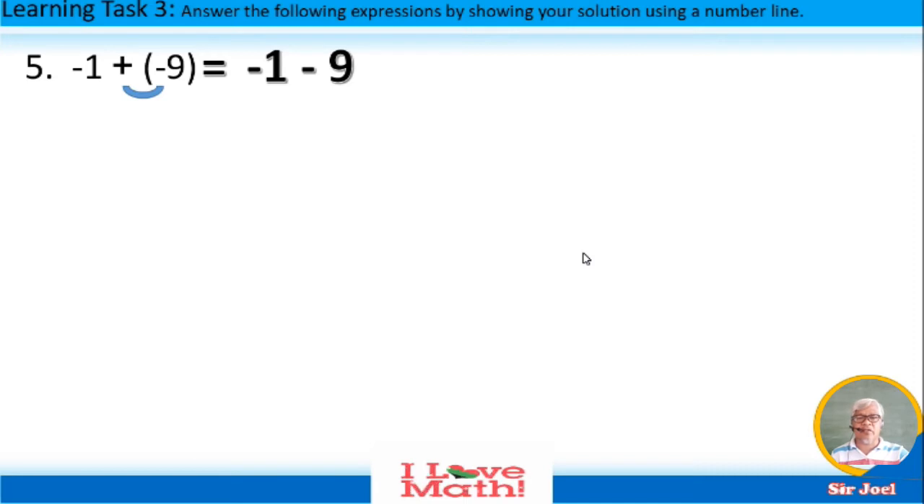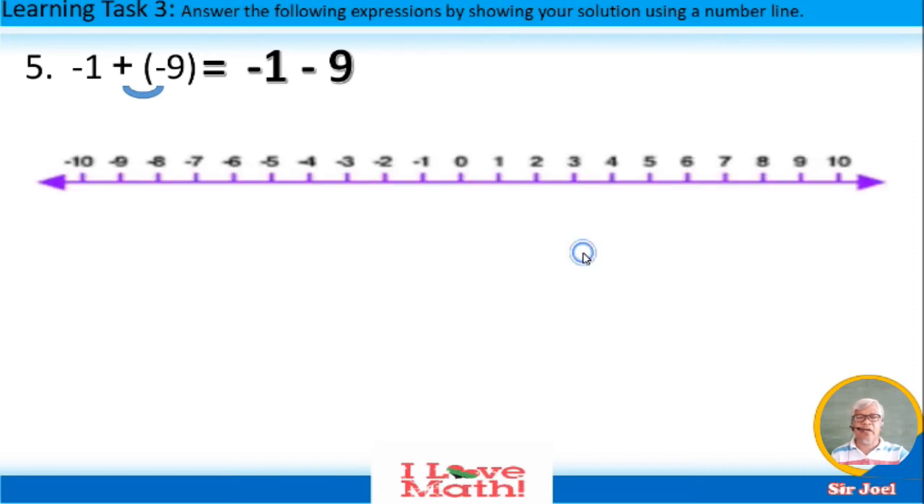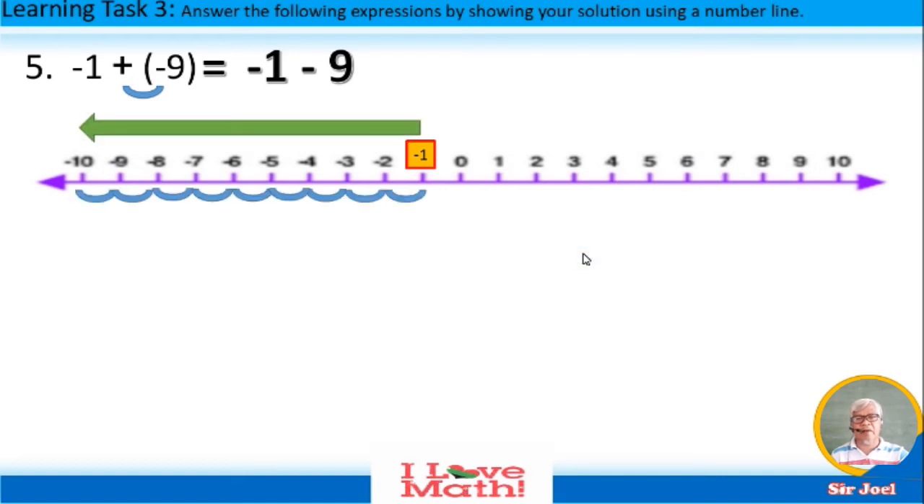Tingnan ulit natin paano isolve gamit ang number line. Draw a number line. At dahil ang unang given ay negative 1, locate negative 1. Sinundan ng negative 9, moving to the left or moving to the right? Siyempre, dahil negative, moving to the left. Ng ilang beses? Ng 9 na beses. At syempre pa, the answer on this problem ay negative 10. So yan ang way on how you can solve or do your learning task number 3 using a number line.